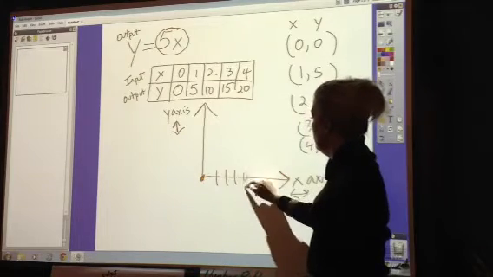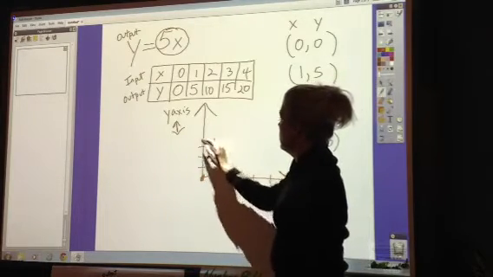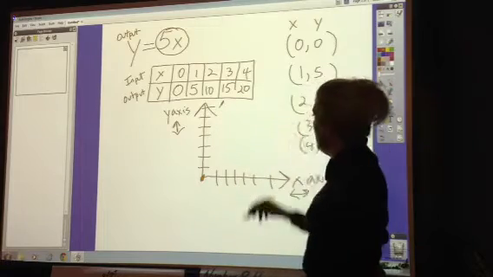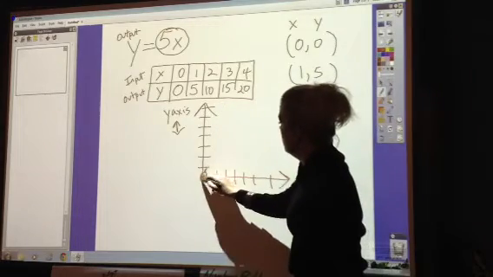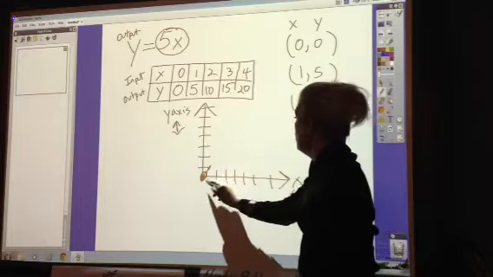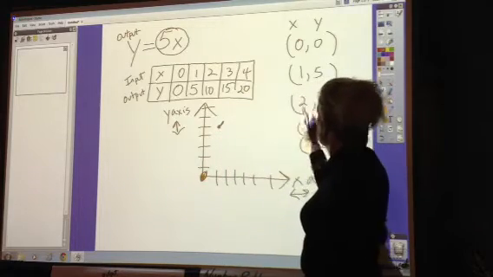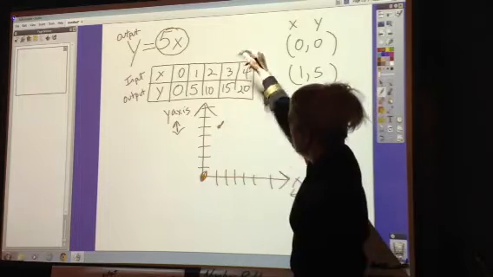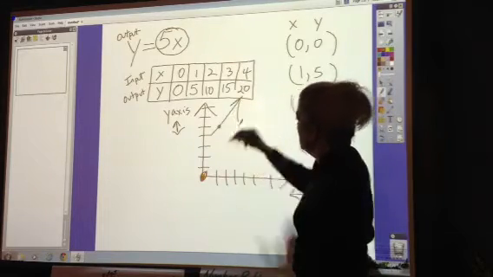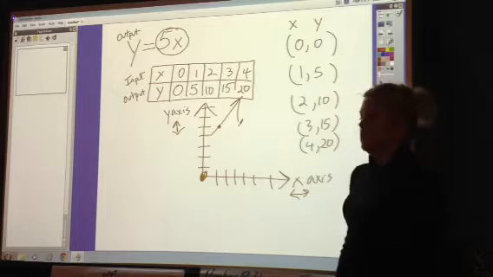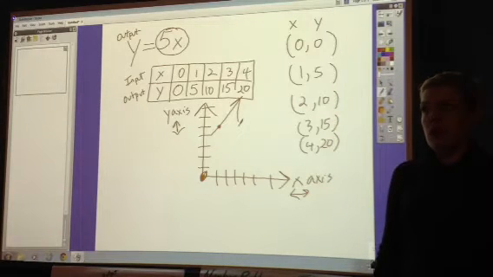And so from there, I would plot my point. 0, 0. 1, 5: over 1, up 5. 2 and 10. 10 would be pretty up high, so we'll just kind of guesstimate. And you get the idea there.